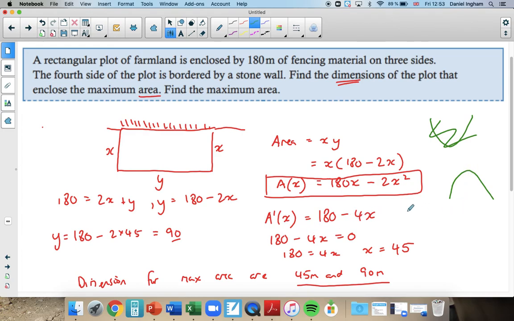But if you absolutely had to prove it, then you're just going to have to find the second derivative. So the second derivative is -4, and therefore the second derivative is always negative. It's concave down because the second derivative is negative. In other words, the gradient is always decreasing as we move from left to right. So basically that tells you straight away, therefore, that this is a maximum point.